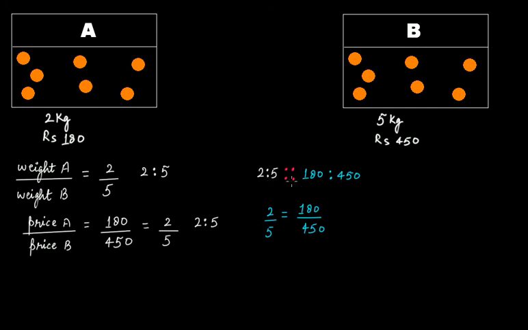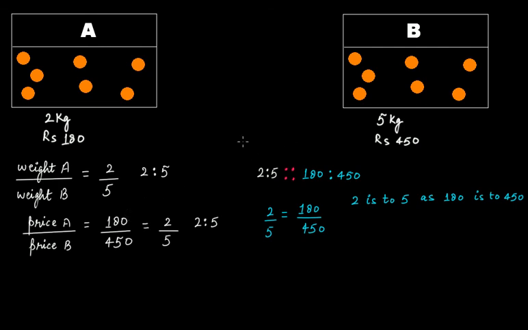The way to read this will be: 2 is to 5 as 180 is to 450. 2 is to 5 as 180 is to 450. This is the way to read this proportion.